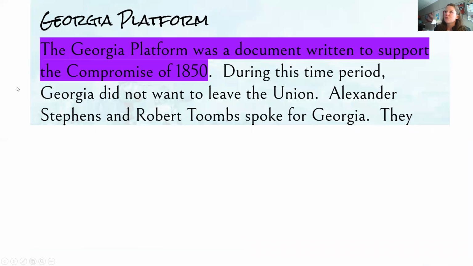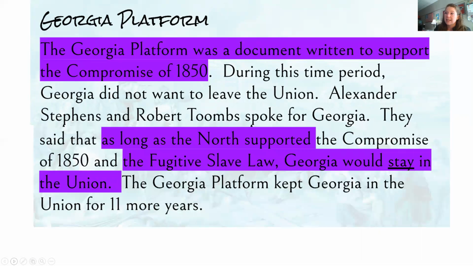So like I said, Georgia was ready to leave the Union. However, a document was written to support the Compromise of 1850 as long as the North enforced the Fugitive Slave Act. During this time, Georgia did not want to leave the Union, even though a lot of people were unhappy. Alexander Stephens and Robert Toombs spoke for Georgia. They said that as long as the North supported the Compromise of 1850 and the Fugitive Slave Law, Georgia would stay in the Union. So because of this Georgia Platform, we stayed in the Union for another 11 years.